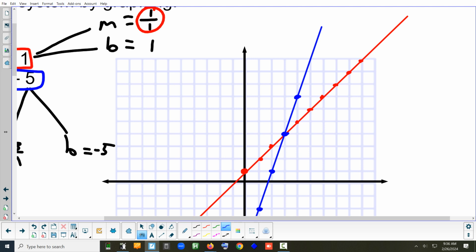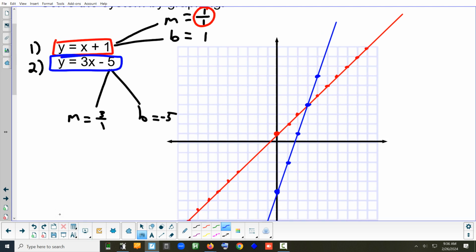At 3. Yep, so I'd say 1, 2, 3. Yeah, 3 and 4, 5. 3 and 5. 4 and 4. Yeah, I would say 3 right and 4 up. 1, 2, 3, 4. Is it 4? Yeah. So 3 right, 4 up. How would I write that as a coordinate? 3 and 4. 3, 4.